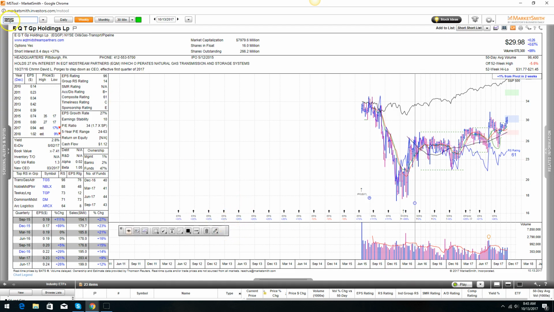This is EQGP. This is a pipeline. Nice little dividend. So if you're a dividend guy, it's got almost a 3% dividend. Here's why I like it. Now, it's an IPO, so it's sloppy. But why it's starting to get interesting: you have what I call the three base failure rule, where you have this consolidation, breakout, failure, and then this consolidation, breakout, failure. And then you have this consolidation.